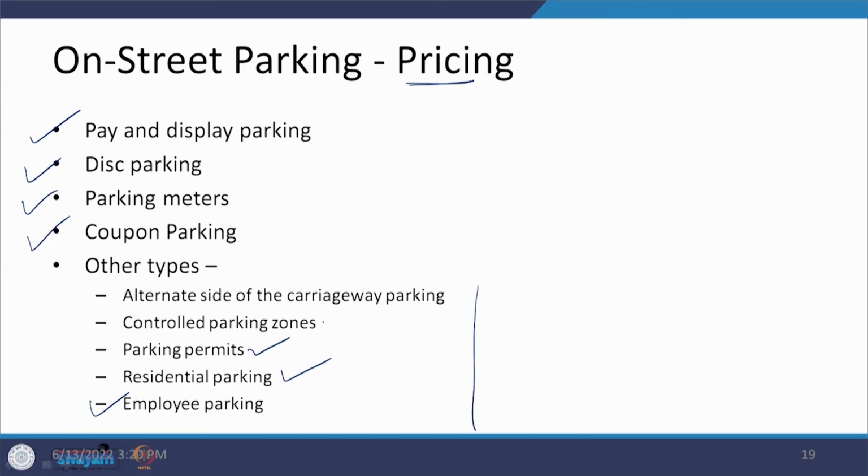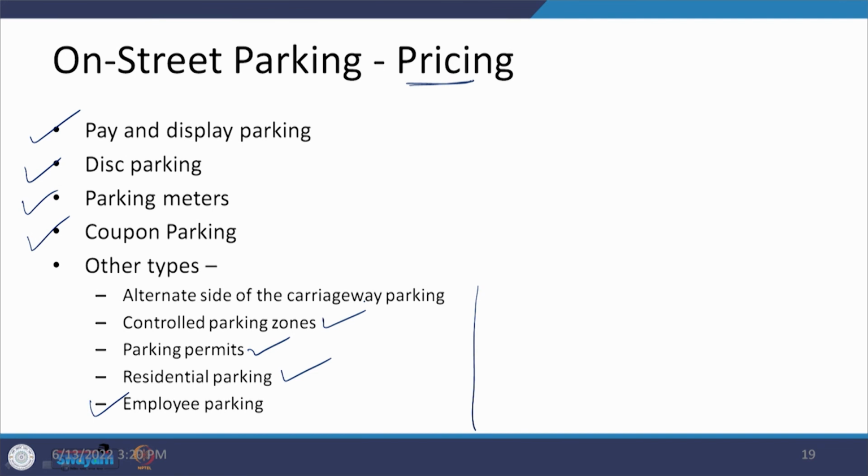So, the coupons in that sense or the permits in that sense have been issued by a competent authority, and based on that only those vehicles which have those tickets can get in and park their vehicle. So, it becomes a restricted area where specific permissions have been given to specific vehicles or the specific owners of those vehicles. Controlled parking zones are also possibilities.